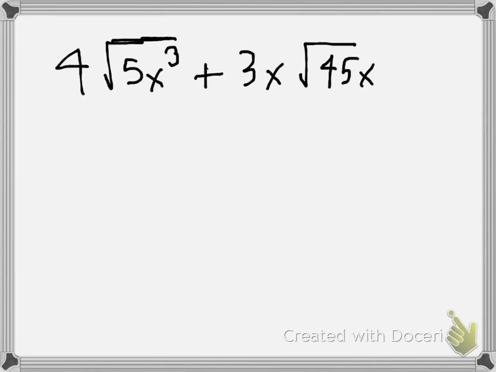So what I'm going to do first here is look at each of the two terms and simplify them down, and I'm going to hope the radical parts become the same, because if they do, then I can add them together by just combining the coefficients.